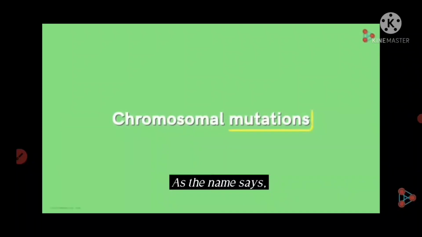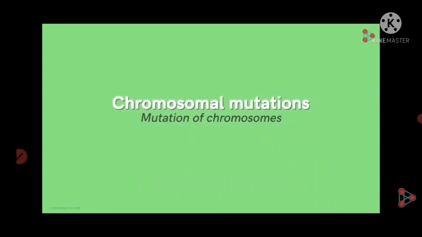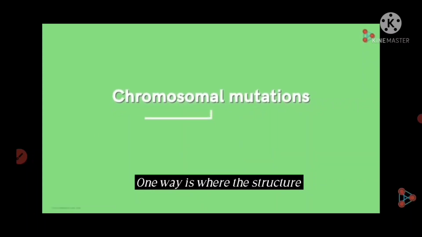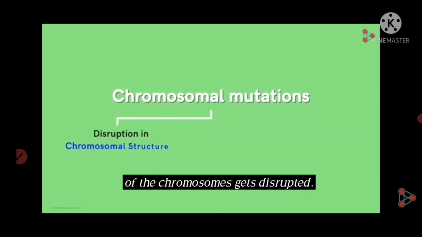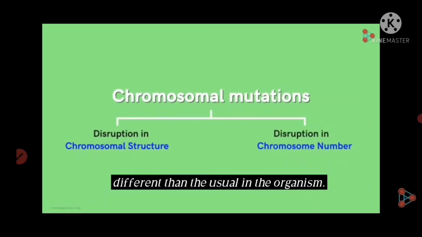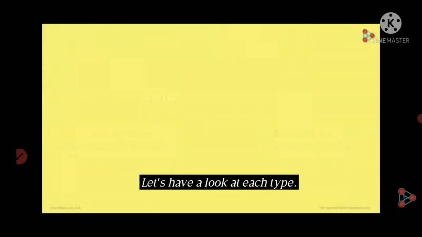As the name says, chromosomal mutation means the mutation of chromosomes. And how exactly does it get mutated? It can happen in two ways. One way is where the structure of the chromosomes gets disrupted. The other is where the number of chromosomes are different than the usual in the organism. Let's have a look at each type.